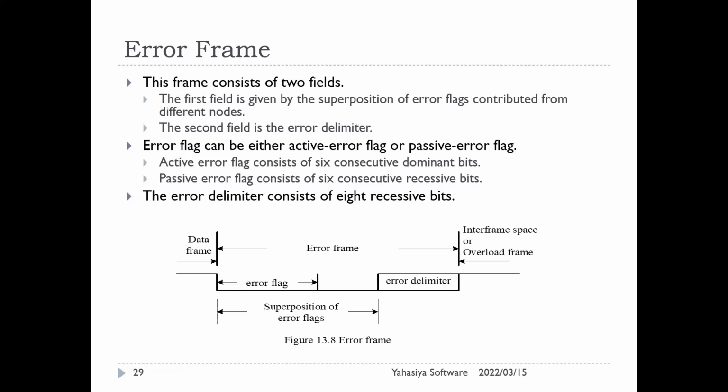Bus off is a state in which the node will terminate all its message transmission and go to a state called bus off. In that state, it used to stay for around 120 minutes, I believe. Till that time, it won't take part in the network. After 120 minutes, it will wake up and then try to retransmit. This is how the bus off used to work.